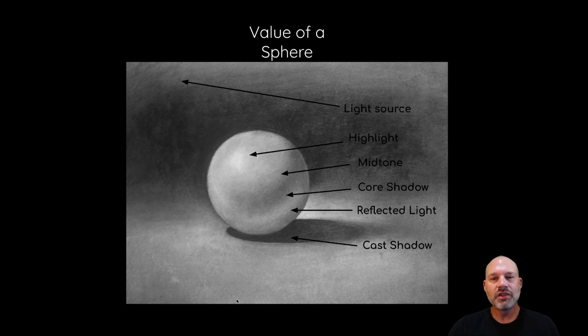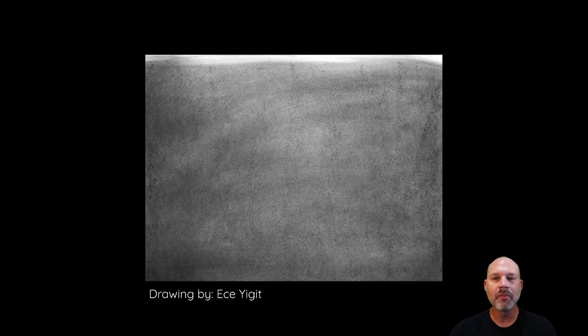Here is a drawing that my teaching assistant, Edgy, made, which is really nice. Here she identifies the light source, the highlight, the midtone, core shadow, reflected light, and cast shadow. And I'm going to provide for you a little step-by-step here, and I hope to be able to execute this for you and make future videos doing this with the actual media so you can see how the media needs to be handled. So first things first, we tone the paper down.